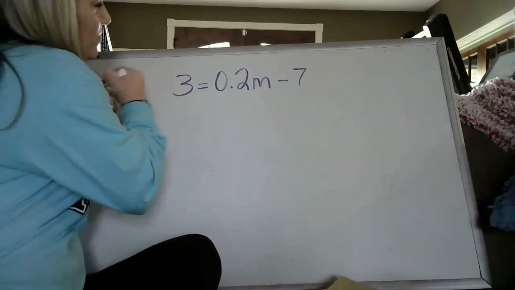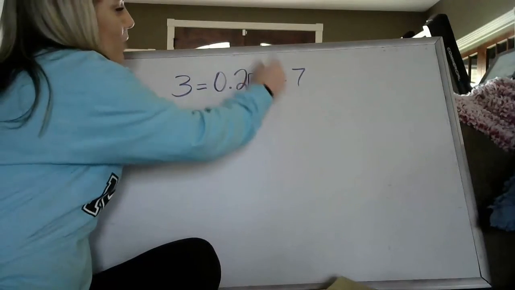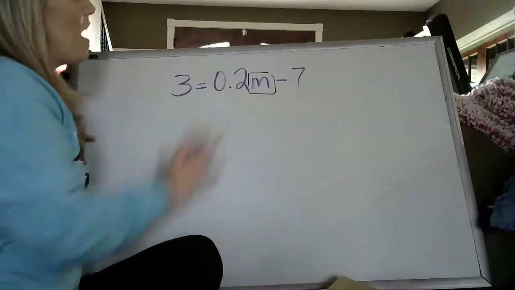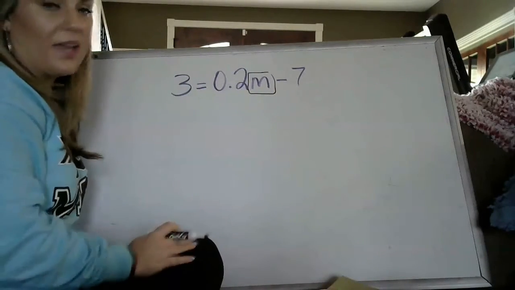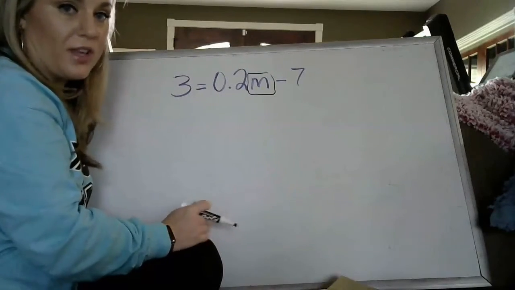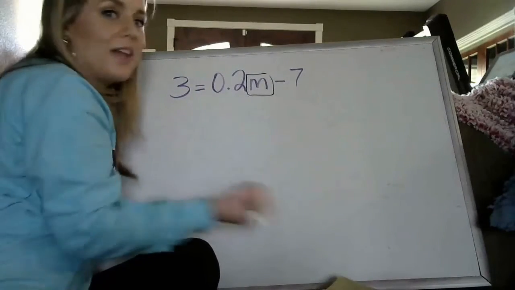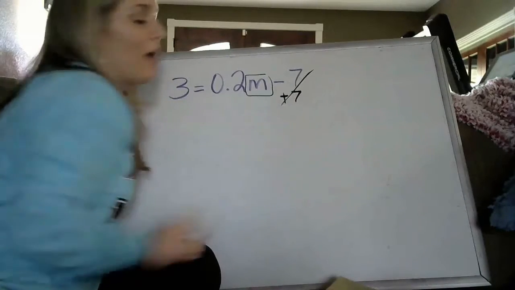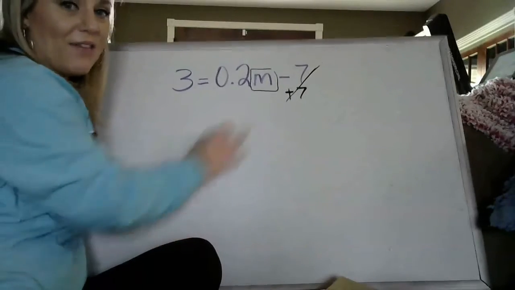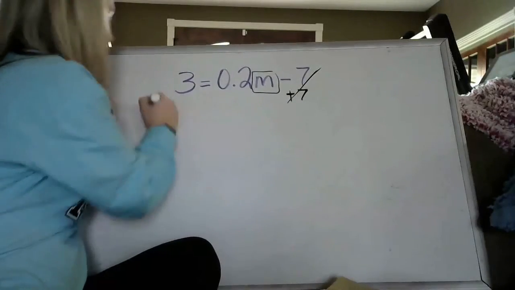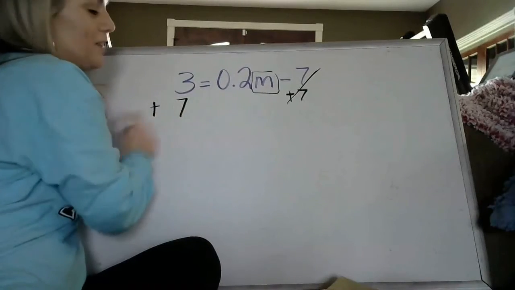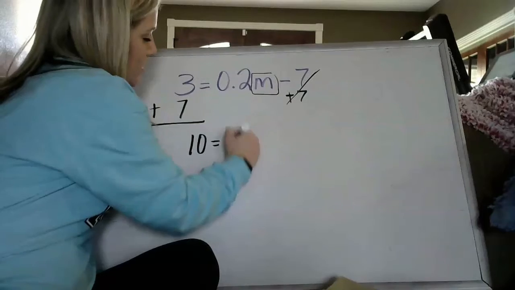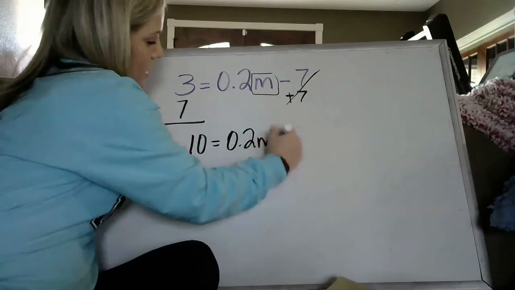Our goal is to get m by itself, correct? We want to figure out what m equals. But first I've got to get rid of everything else that's not touching the m. Well, 0.2 or 2/10 is touching the m. So I'm going to come over here, and just like a while ago, minus 7, I've got to get rid of it. So I'm going to do plus 7, and that makes that 0. Well, if I add 7 on the right side of the equal sign, I've got to add 7 to the left side. And 3 plus 7 is 10. So now I have 10 equals 0.2 times m.